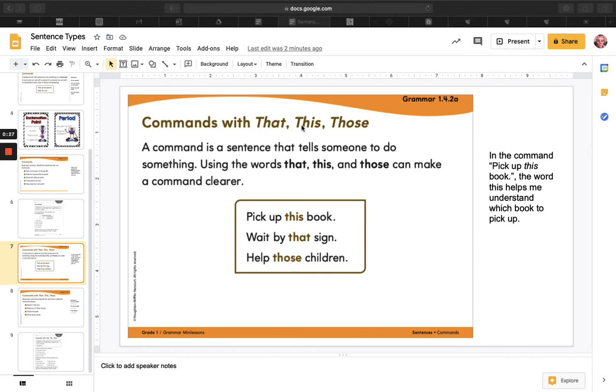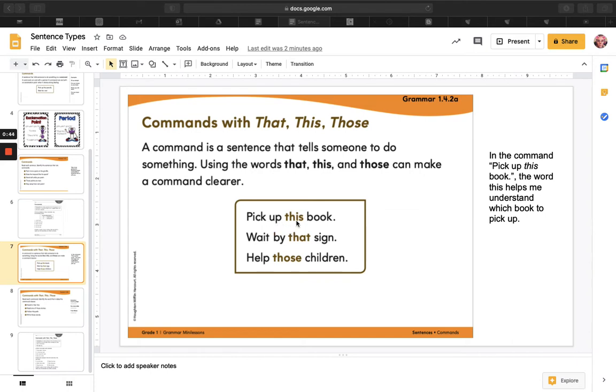Look how it's got our TH digraph. We worked on that. That, this, and those. Using the words that, this, and those can make a command more clear. So let's look at our example.